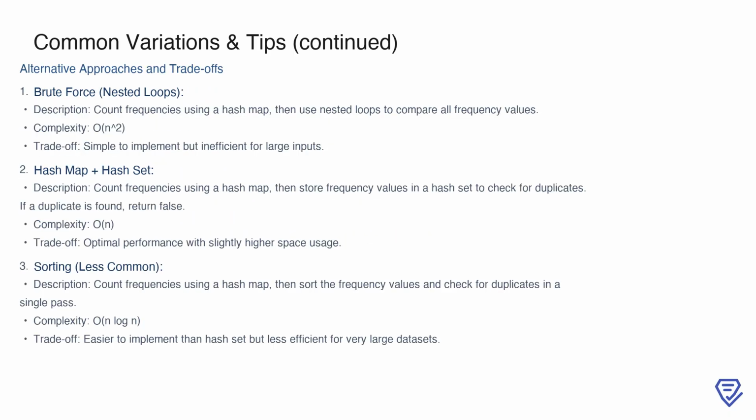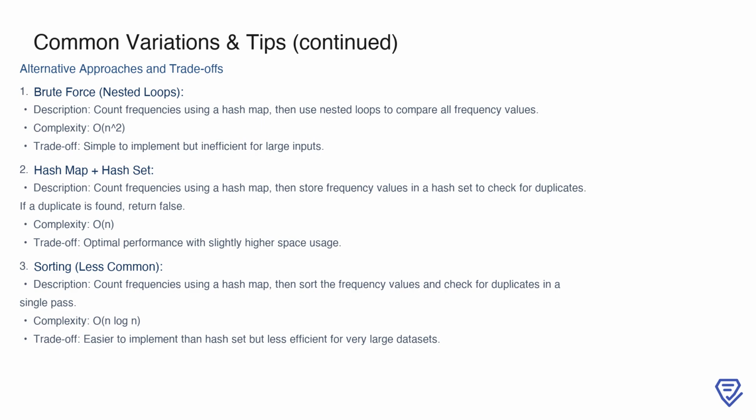There are several approaches you can use to solve this problem, each with its own trade-offs. A brute force approach involves first counting frequencies with a hash map and then using nested loops to compare all frequency values. While this method is simple to understand and implement, its time complexity is O(n squared), making it inefficient for larger inputs. A more optimal method combines a hash map and a hash set.